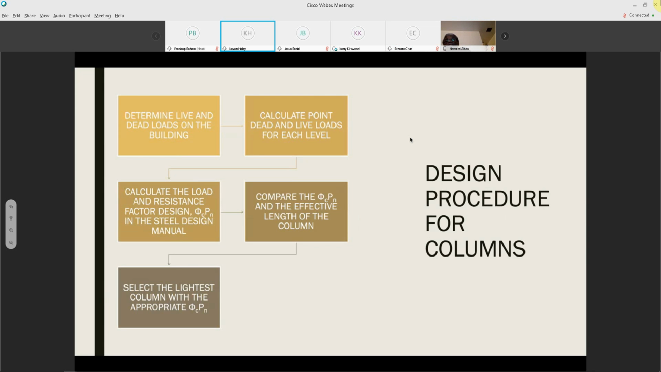For the columns, steel columns carry point loads from each level of the building into the footing located underneath the foundation, which is then transferred to the soil. Columns were selected from table 4-1 of the steel design manual, and we use these steps to select the appropriate column. Next slide.